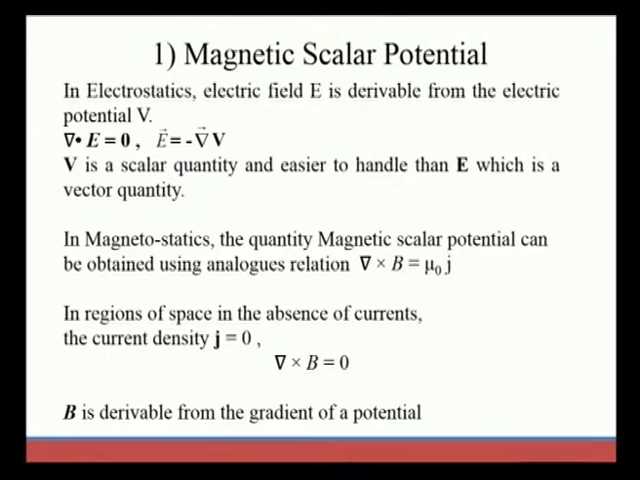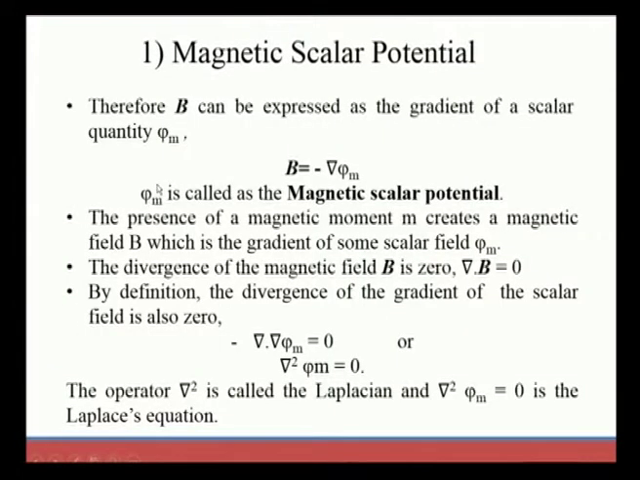We will derive this on the next slide. B can be easily derived from the gradient of a potential, that is, B can be represented as the gradient of a scalar. The scalar quantity we have taken for representing the magnetic field B is phi m, the magnetic scalar potential. Similarly, just as we replace E with V in electrostatics, for the magnetic field we have taken phi m.